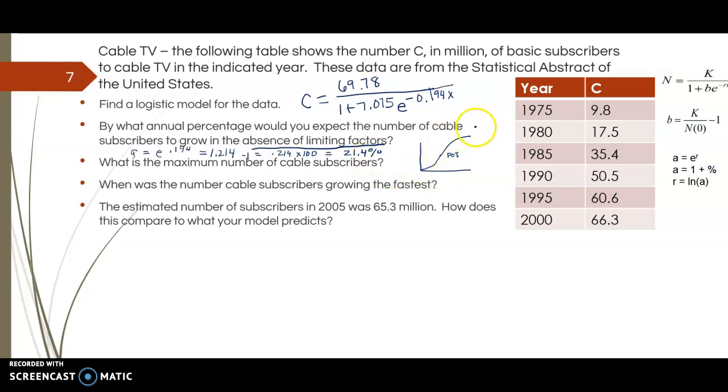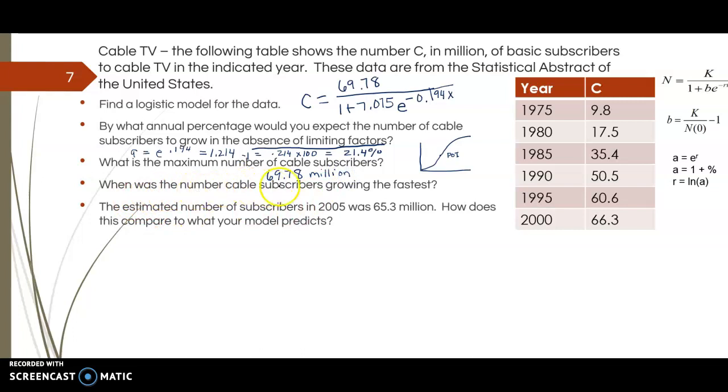But there are limiting factors. There is a limit to the people who have access to cable. There's a limit to what people are willing to spend on cable, and there's lots of other services. So it does not continue, it starts to level off. Next question asks us, what is the maximum number of cable subscribers? For this, we just need to look at our formula. We know K in the formula, the number on the top, is the maximum. And so we'd have 69.78 million from the context of the problem.